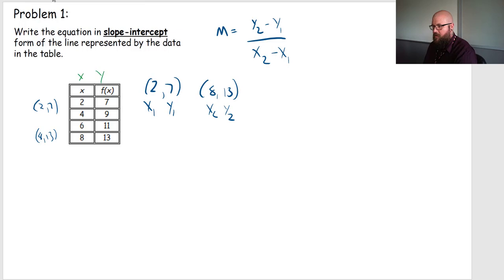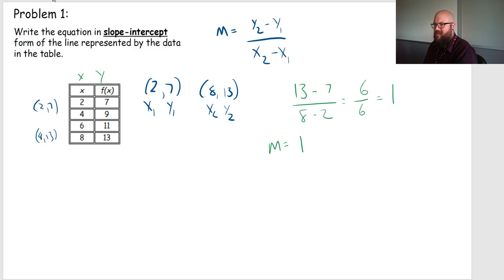Let's do this. So y2 is 13 minus 7 all over x2, which is our 8, minus 2. So on top we should get, let's see, 13 minus 7 should give me 6. And then we got 8 minus 2, which is giving me 6. So I should get 6 over 6 is 1. So we know our slope, notated by the letter m, is 1.